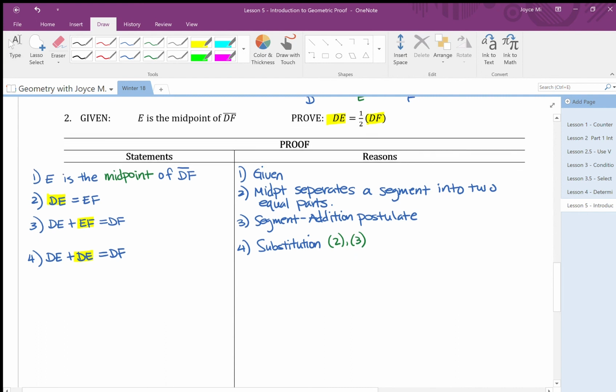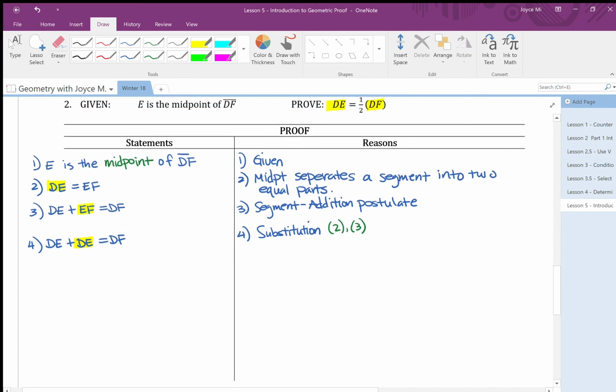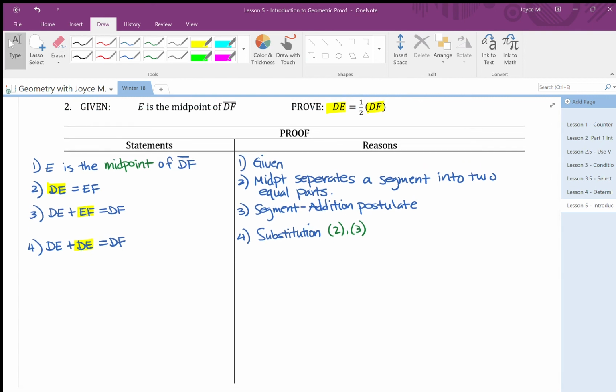Well, now again, I have two DE. So let's say DE plus DE. Well, we know what will give me 2 DE. So I have 2 times DE in the next one. Number 5 is that x plus x gives me 2x. Well, DE plus DE gives me 2 DE. So I have 2 DE. Again, DE is a length, so I can just add them. So this is DF. And number 5, well, here I'm substituting again. Note that DE plus DE gives me 2 DE.